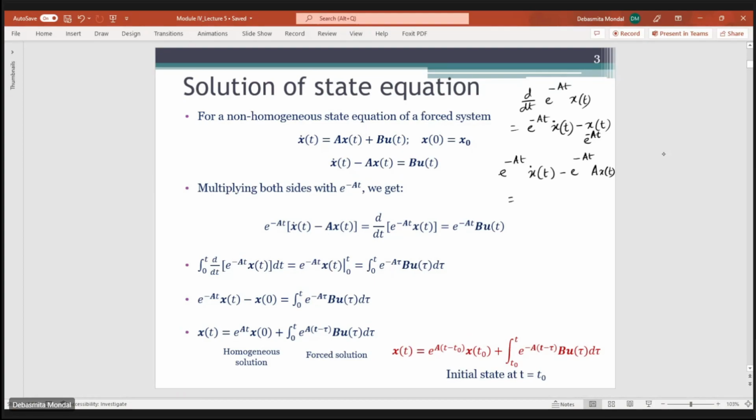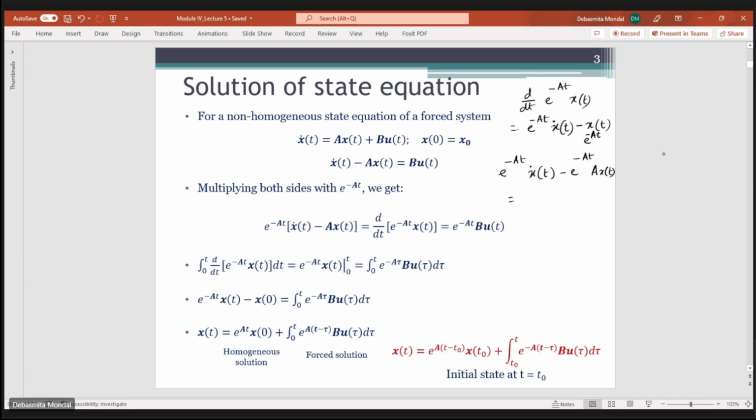From this equation, if you take the integral from time t equals 0 to time t equals t of both sides, on the left hand side you will have the integral of d dt of e to the power minus at into xt dt, and on the right hand side you will have the integral from 0 to t of e to the power minus a tau b u tau d tau. On the left you have an integral with a derivative inside, so these two cancel out and you are left with e to the power minus at into xt, with limits 0 and t.